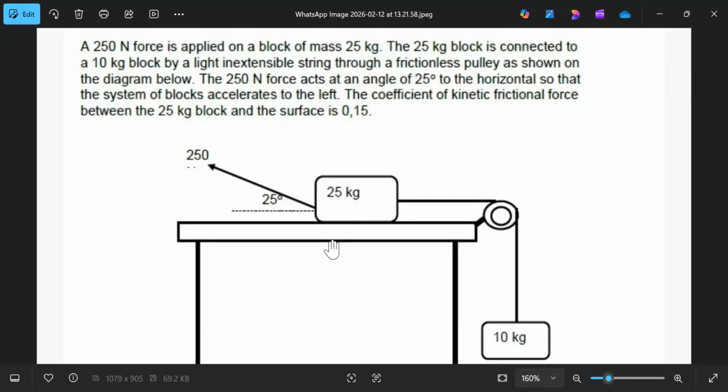A 250 Newton force is applied on a block of mass 25 kilograms. The 25 kilogram block is connected to a 10 kilogram block by a light inextensible string through a frictionless pulley, as shown on the diagram below. The 250 Newton force acts at an angle of 25 degrees to the horizontal so that the system of blocks accelerates to the left. The coefficient of the kinetic friction force between the 25 kilogram block and the surface is 0.15.